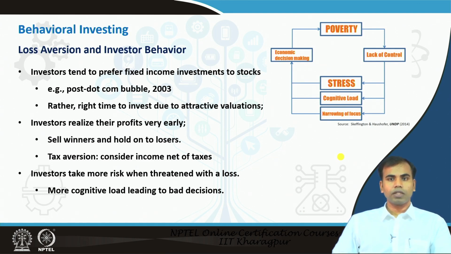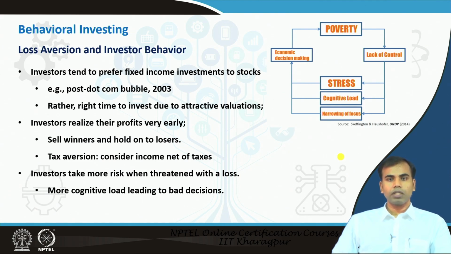Loss aversion is one such factor that might affect your thinking process and decision making process, and we have seen that people in the stock market basically tend to prefer fixed income over stocks or other risky investment. For example, after the dot-com bubble in 2003, people used to invest in fixed income securities rather than in stock, because in their opinion the stock market was too risky and they used to invest their money in secured investment such as bonds or fixed income securities. Instead, some opinion was that it was the right time to invest in securities, particularly stock markets, because of attractive valuation and higher dividend yields.